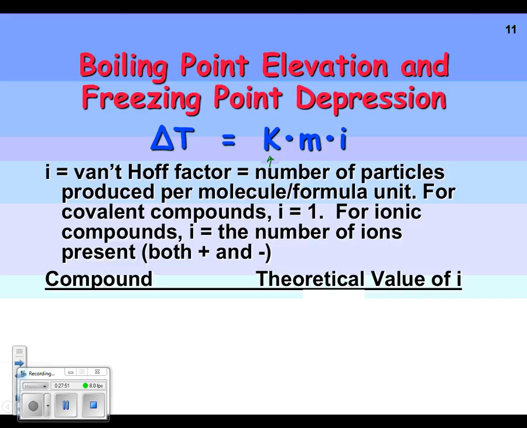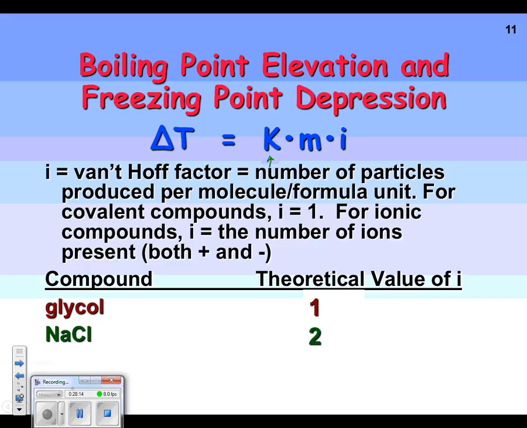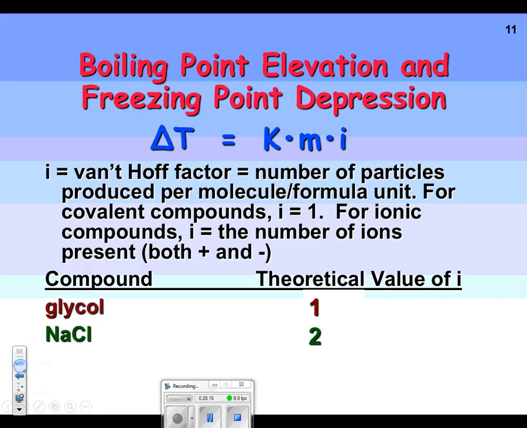So let's look at this. Here's a compound, glycol. It's 1. It's organic, covalently bound. That's ethylene glycol, which is what we put in as antifreeze. NaCl, we just talked about that. How many? 2. Good. CaCl2, 3. Now I'm going to be tricky.